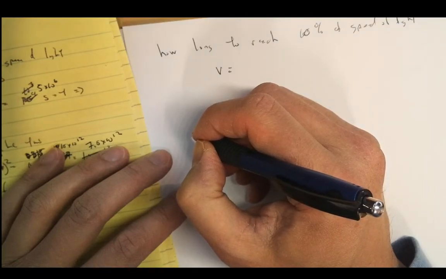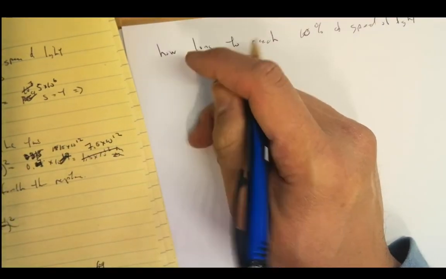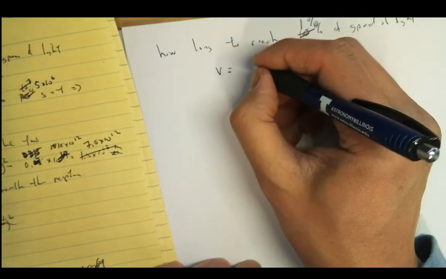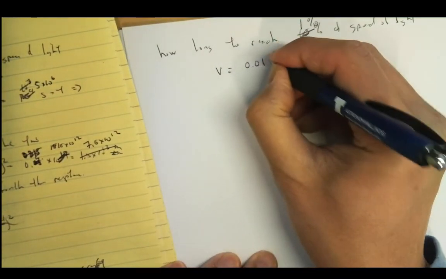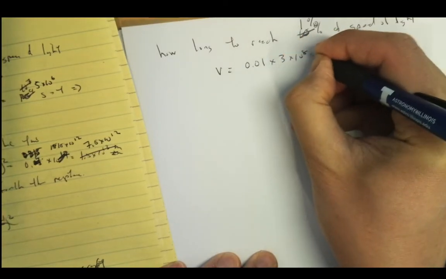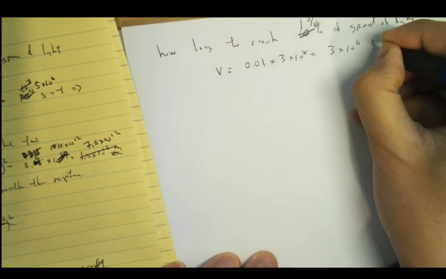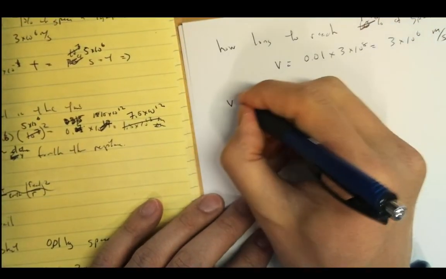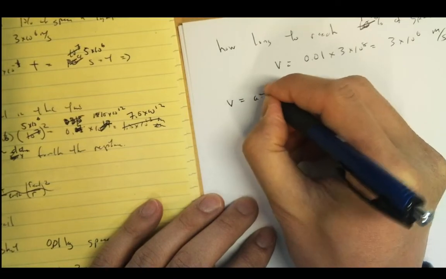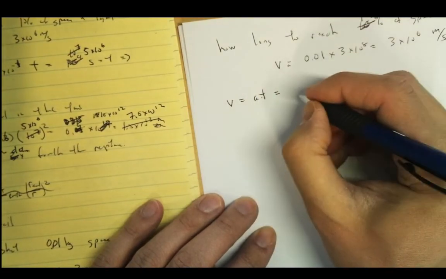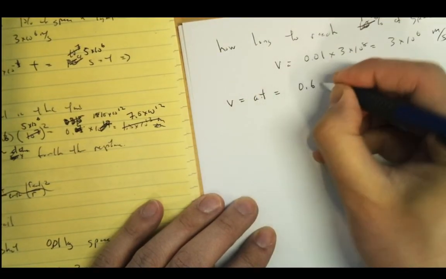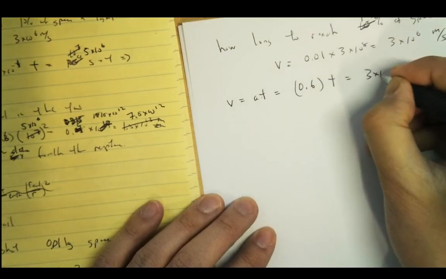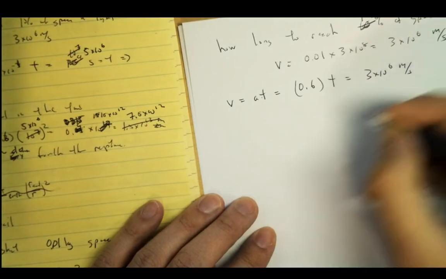Did I do 10%? I chose 1%. Okay, that's going to be equal to 0.01 times 3 times 10 to the 8, so 3 times 10 to the 6 meters per second. All right, let's see how long that would take. V is equal to A times T, which is 0.6 times T, equal to 3 times 10 to the 6 meters per second, right?